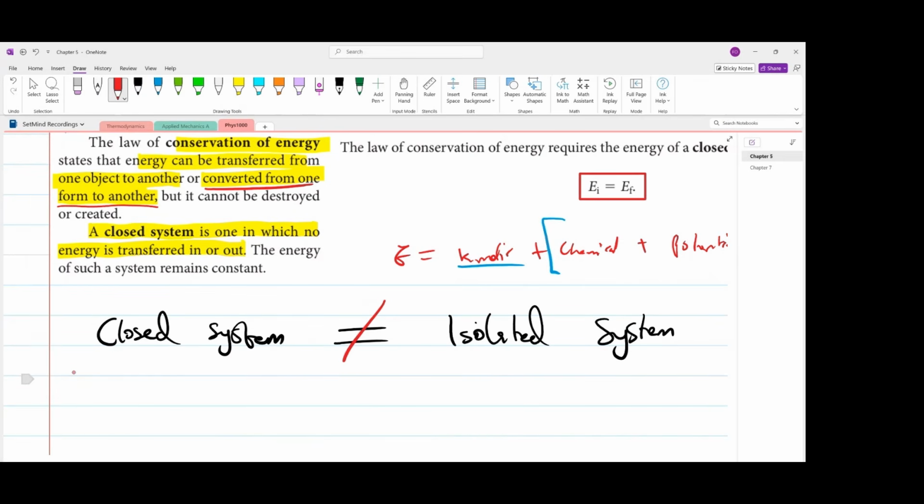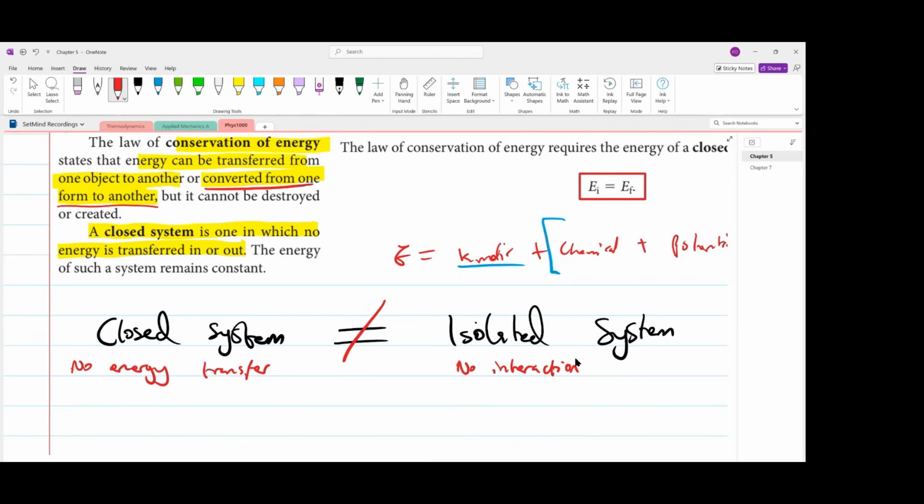A closed system has to do with energy: no energy transfer. An isolated system is nothing at all, so no interaction, and this includes energy. So an isolated system is closed, but a closed system is not isolated.